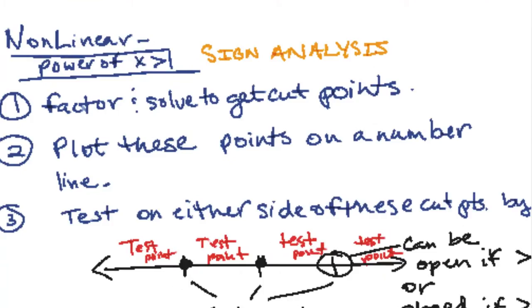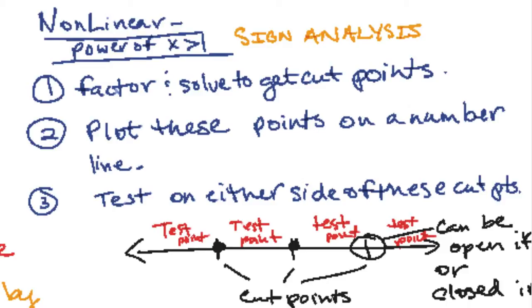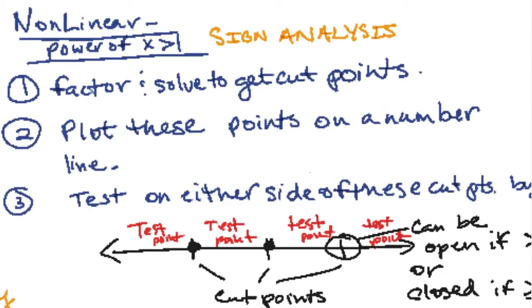The other type is nonlinear, of which we're first going to discuss the ones that have a power of x greater than 1. So like x squared minus 2x minus 15. First, make sure it's less than 0. If there's anything besides a 0, move it over, and then after that, factor and solve and get your cut points. Okay, these cut points are going to be our main breaking points for our domain, or our answers to these questions. So you're going to plot these points on a number line, and you're going to test on either side of a point by plugging these test points into your function.